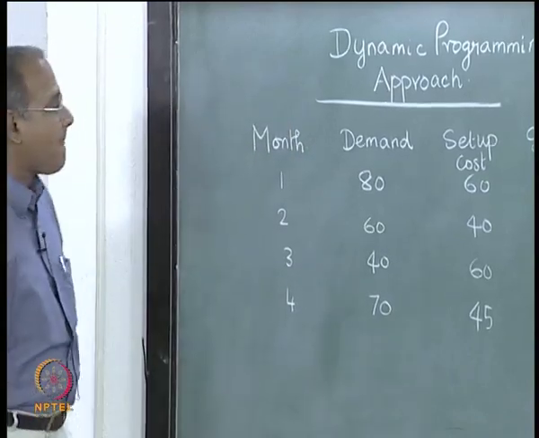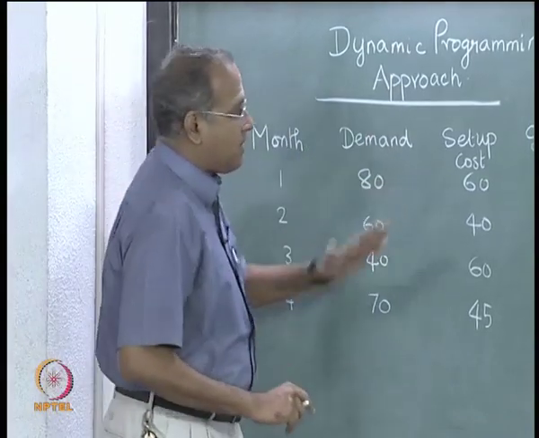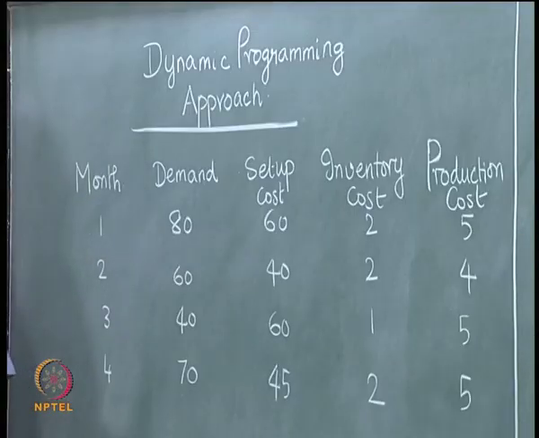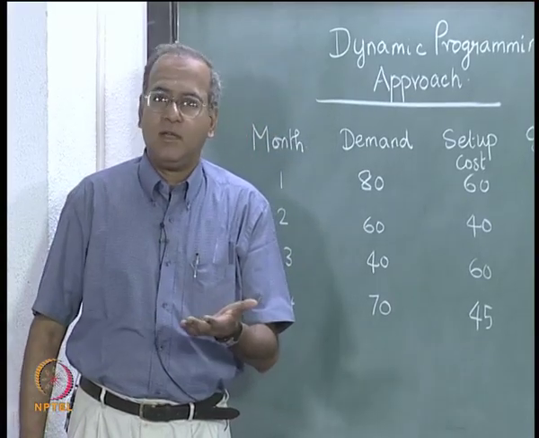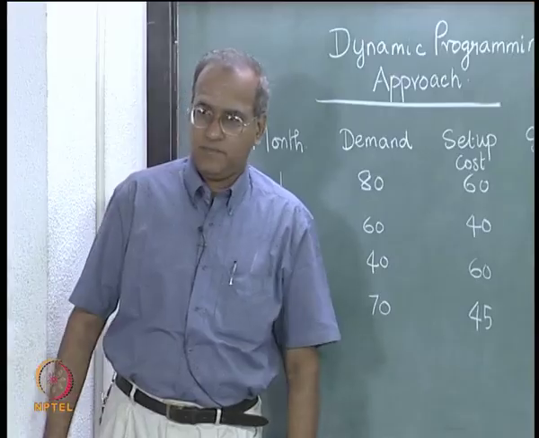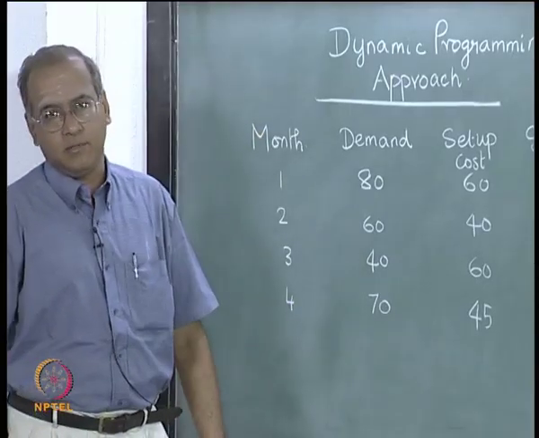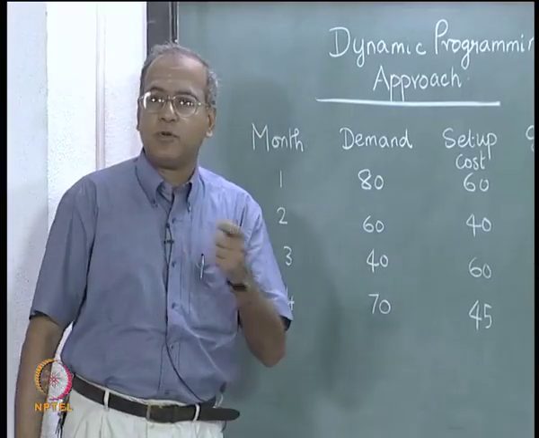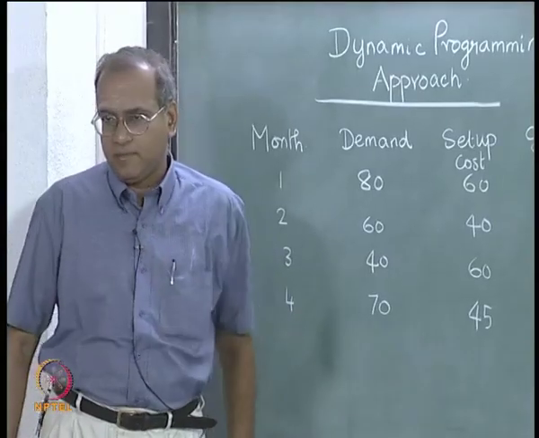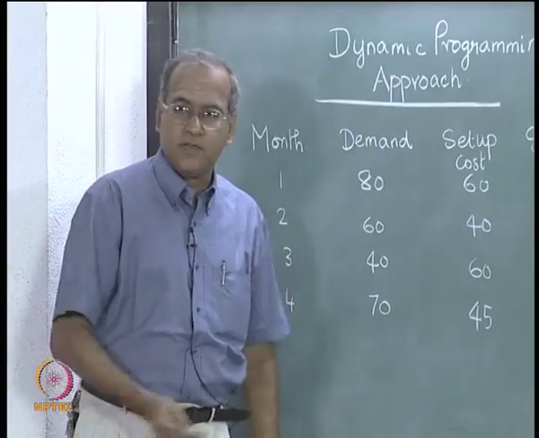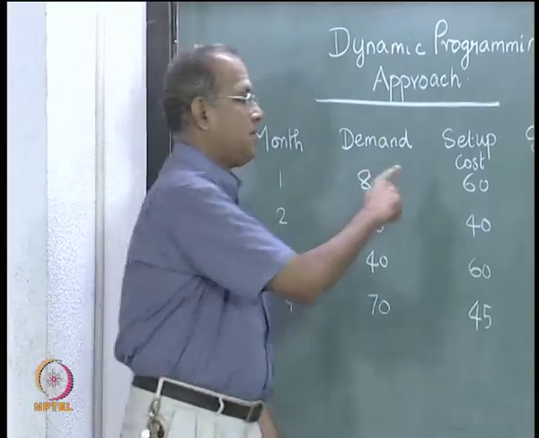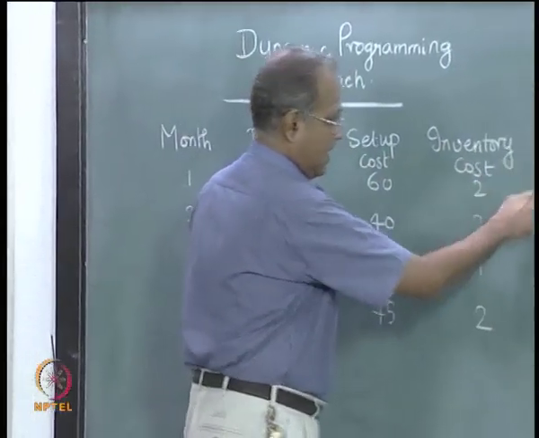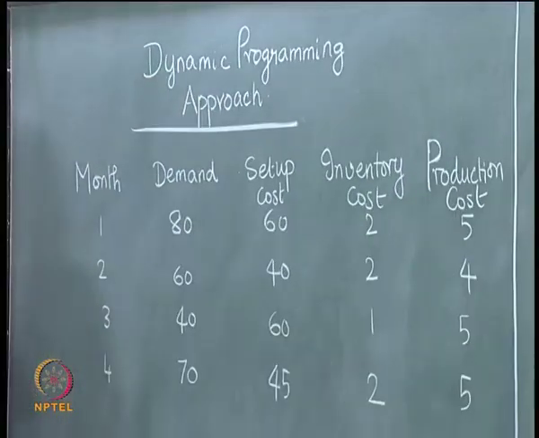So if we use dynamic programming to solve this particular problem, then the state variable will be the amount of inventory that is available at the beginning of each period. The decision variable will be the quantity that is produced in each period, and the criterion of effectiveness, or the objective function, will be to minimize the sum of the setup costs, inventory costs and production costs.